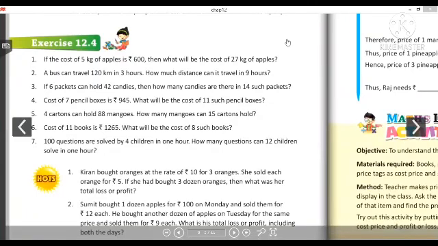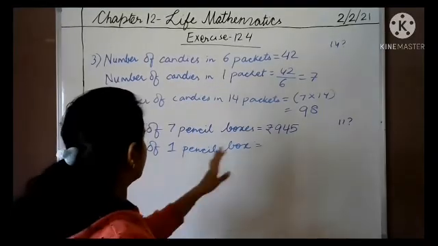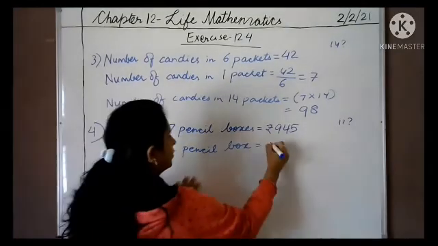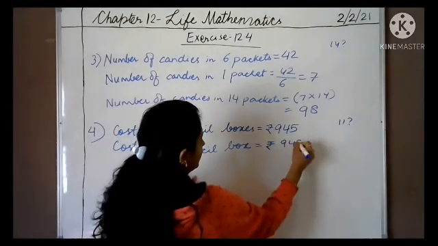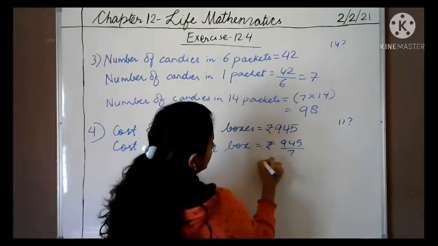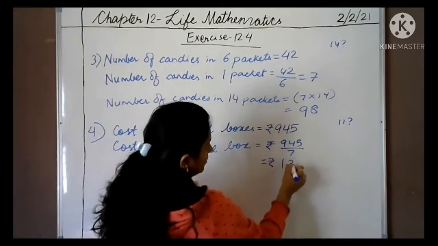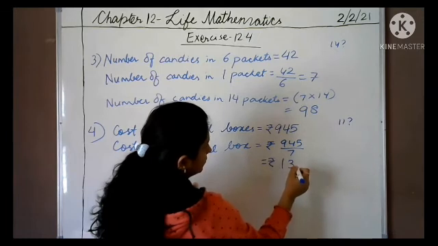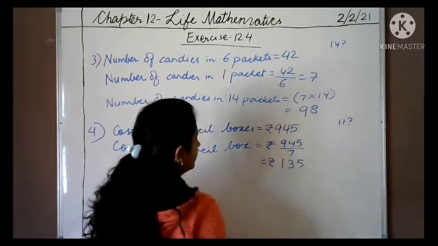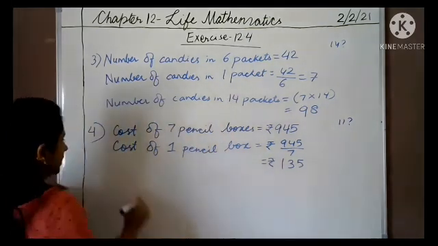Question number 4 says that the cost of 7 pencil boxes is rupees 945. What will be the cost of 11 pencil boxes? So 7 is given, cost of 1 we have to find out. So 945 divided by 7, which is equal to rupees, 7 ones are 7, 7 threes are 21, 7 fives are 35. So cost of 1 is this much.